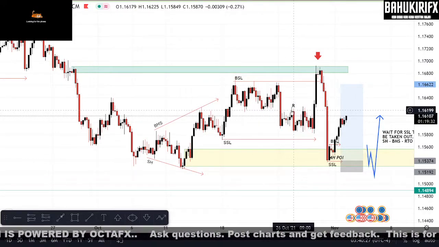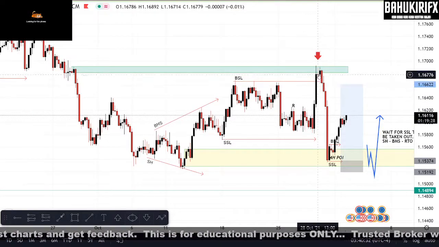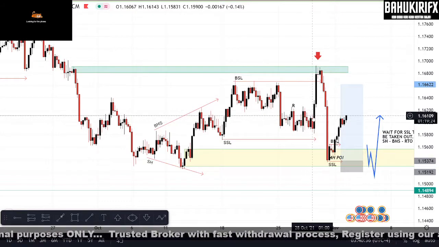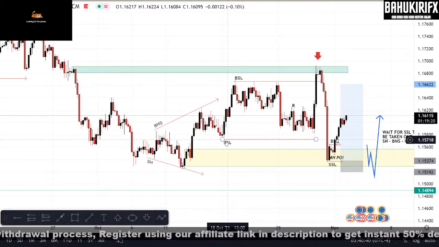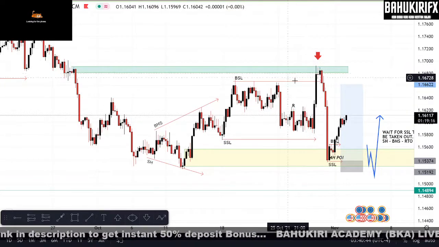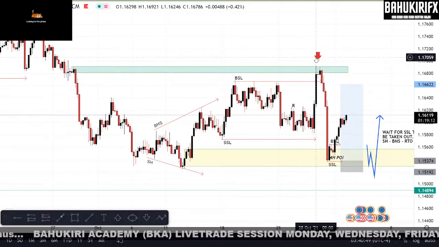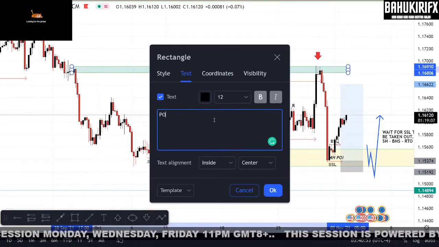But it cannot happen randomly. There must be a reason why it accumulates and it manipulates and distributes. So for it to accumulate, masa dia tengah sideways kat sini, korang kena identify where is your buy side liquidity and where is your sell side liquidity. The idea is once it targets the buy side liquidity or the sell side liquidity, once dia dah pecah, okay, cari point of interest. This is my point of interest.